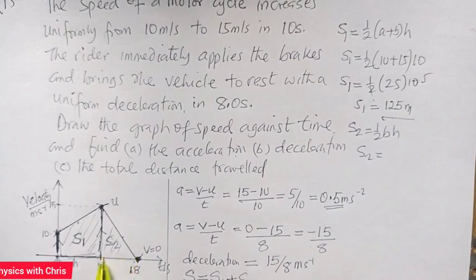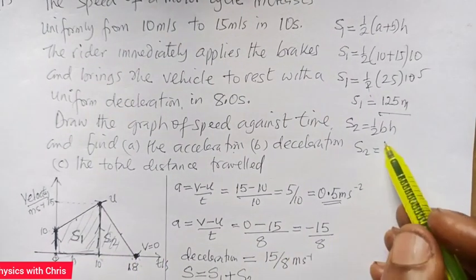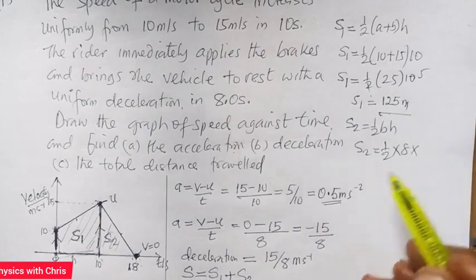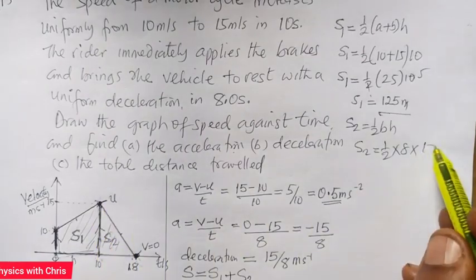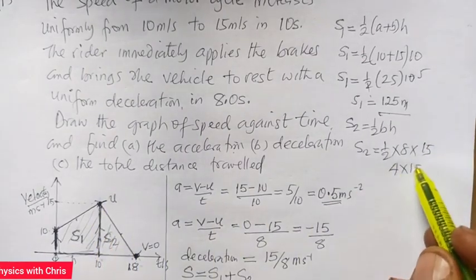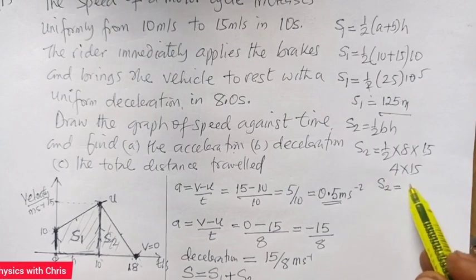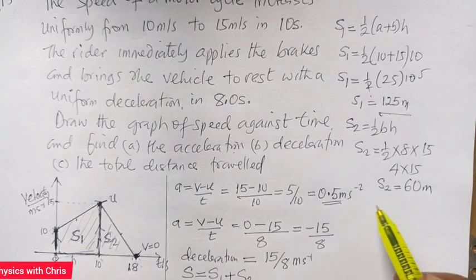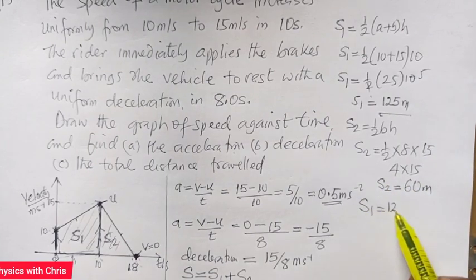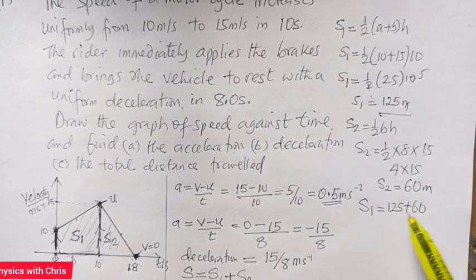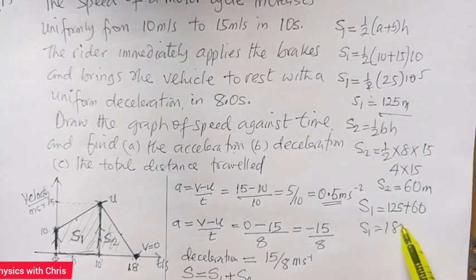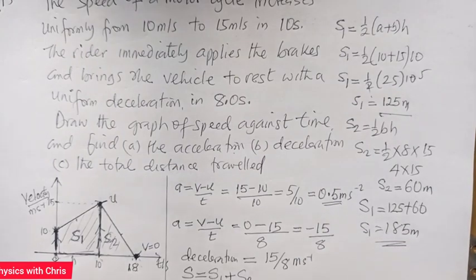my base is 8, so that is half times 8. The height there is the same, which is 15. That gives me 4 times 15, which is 60. So my S2 is 60 meters. So the total distance traveled is the sum, 125 plus 60, which gives me 185 meters. If I'm asked to find the average speed, I'll just divide this 185, the total distance traveled, over the total time taken, which is 18 seconds.